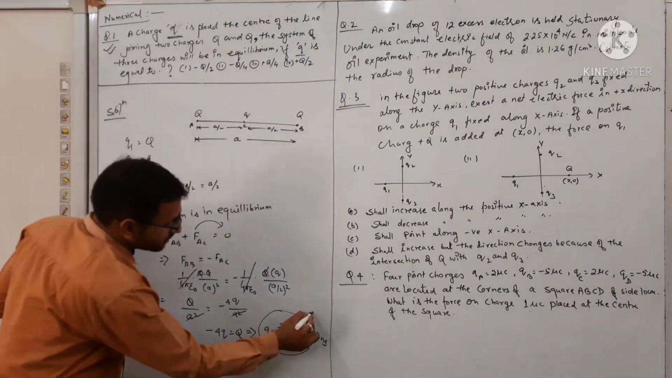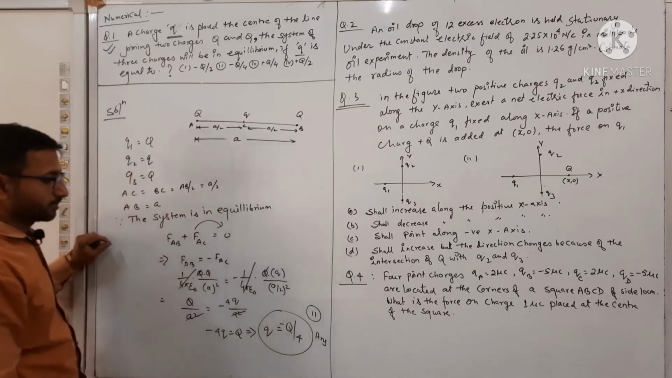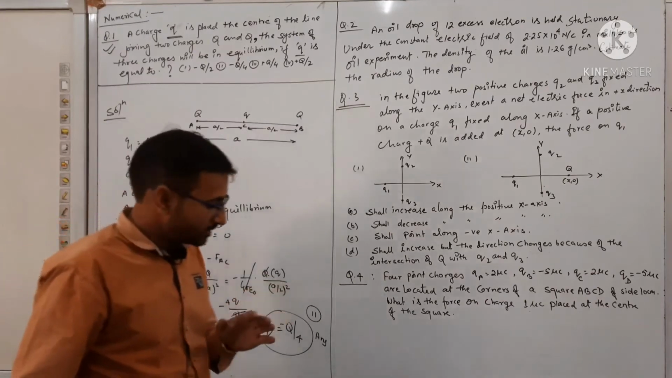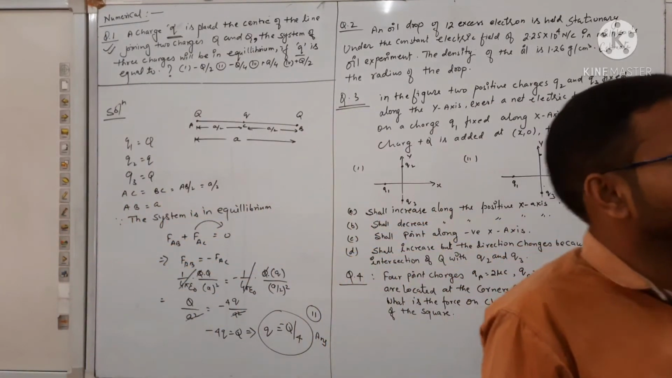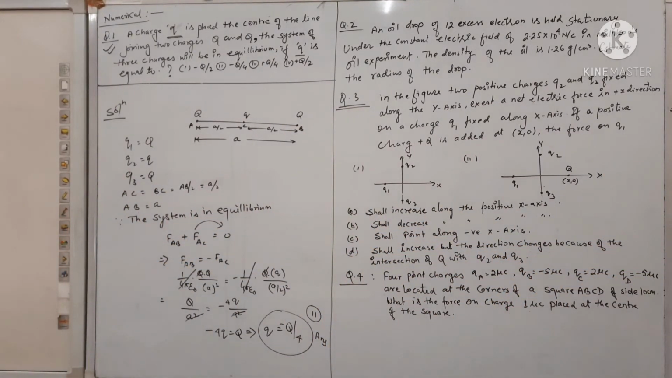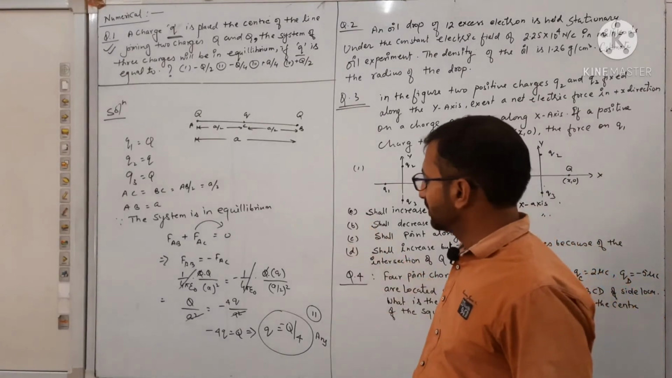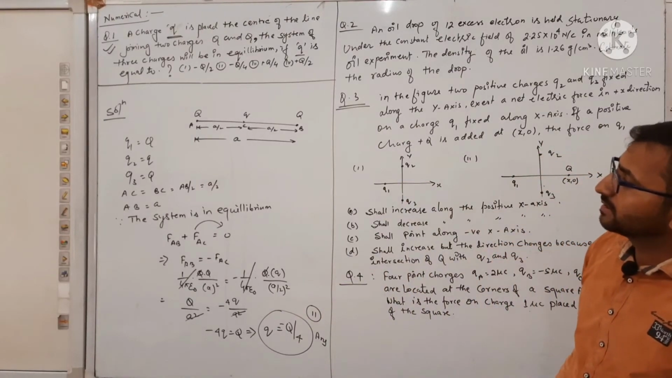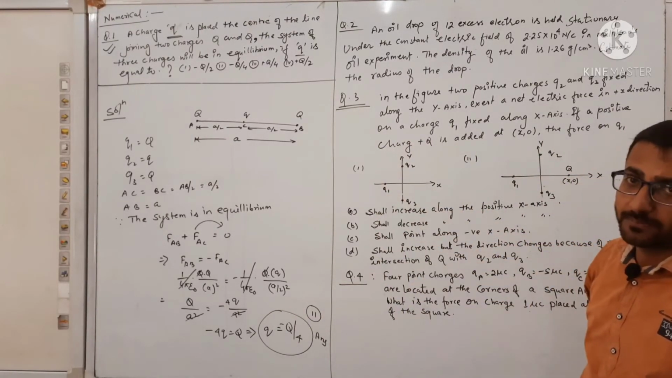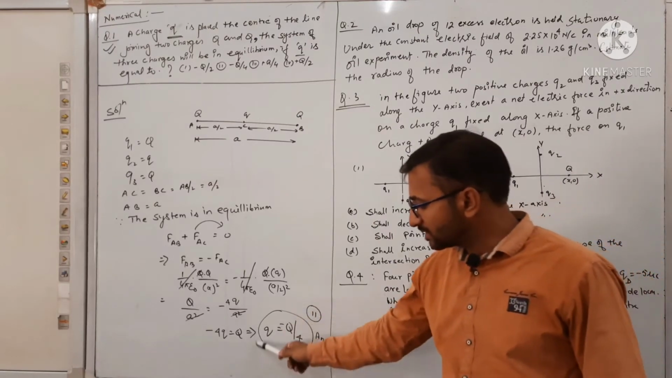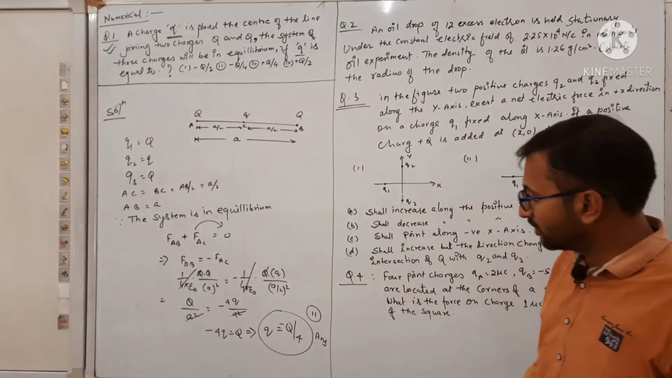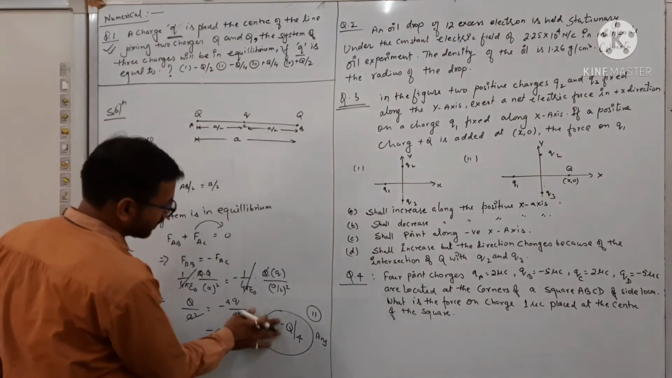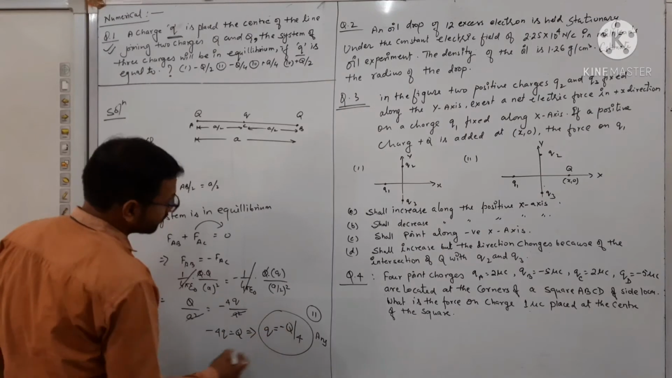And this is our second option. Clear? So if we have two same charges in a line, and we put the third charge q at the midpoint of the line joining them, so that the system is in equilibrium, then the value of the third charge will be negative of Q by 4. Remember this point. This question can come in different modes.